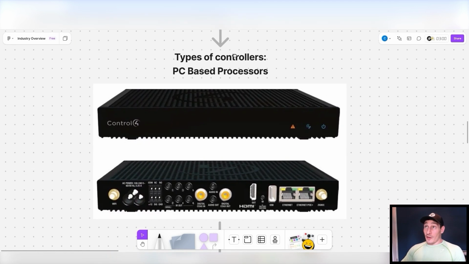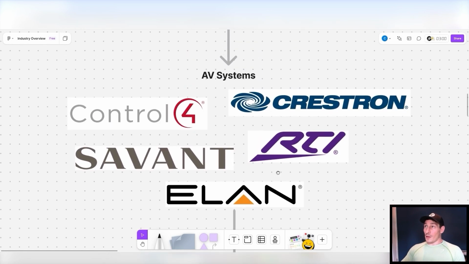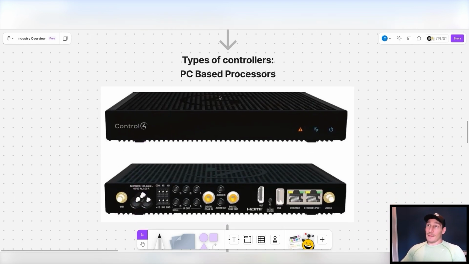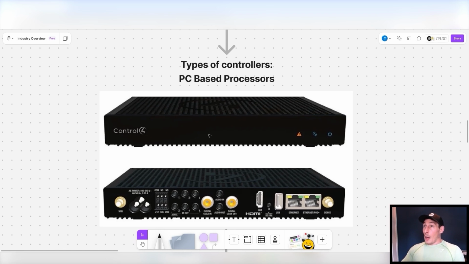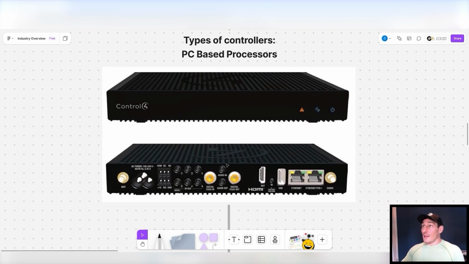And just so you're aware, generally speaking, the controllers these systems have are PC-based processors. They're processors, all right? So here's an example from Control4, and this is their smaller unit. They do have bigger processors, but I'm just using this as an example so you can see what they look like.